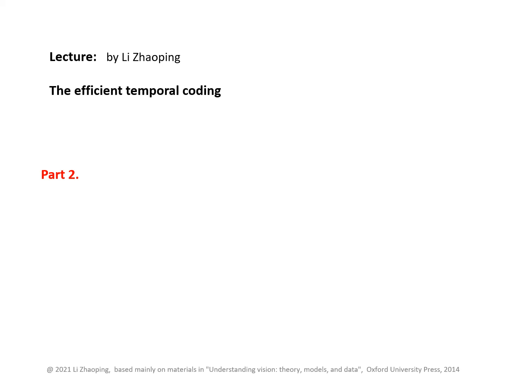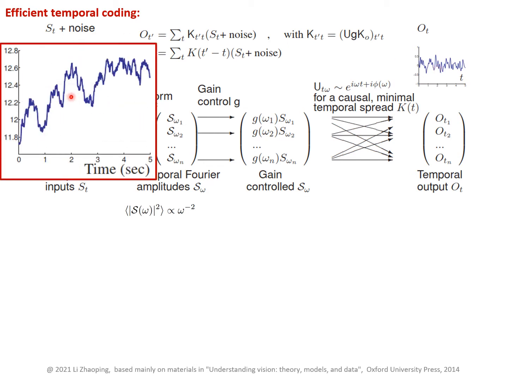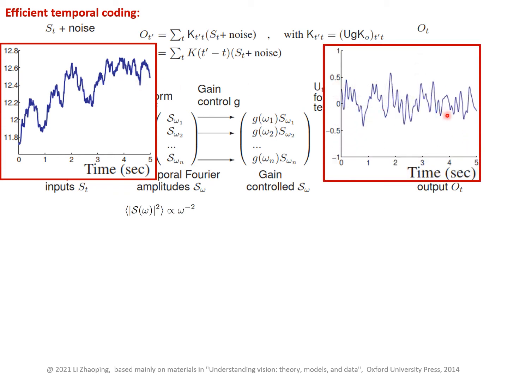Let's continue with temporal coding. To make the code more efficient, it removes the temporal correlation between signals so that the coding output looks much less correlated in time to carry less redundant information. Let's expand the input signal, look a bit more in detail. We see that the signals at nearby time instances are very correlated. But this correlation is much less so at the output. And this is achieved by this temporal filter for the efficient coding.